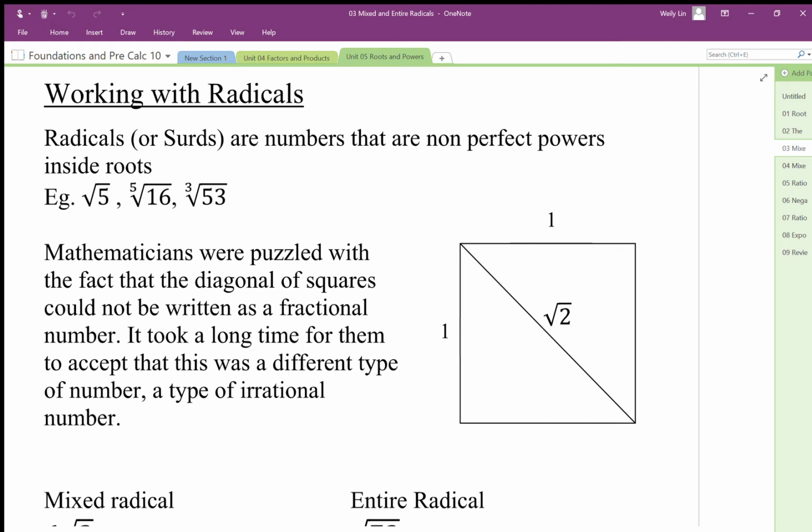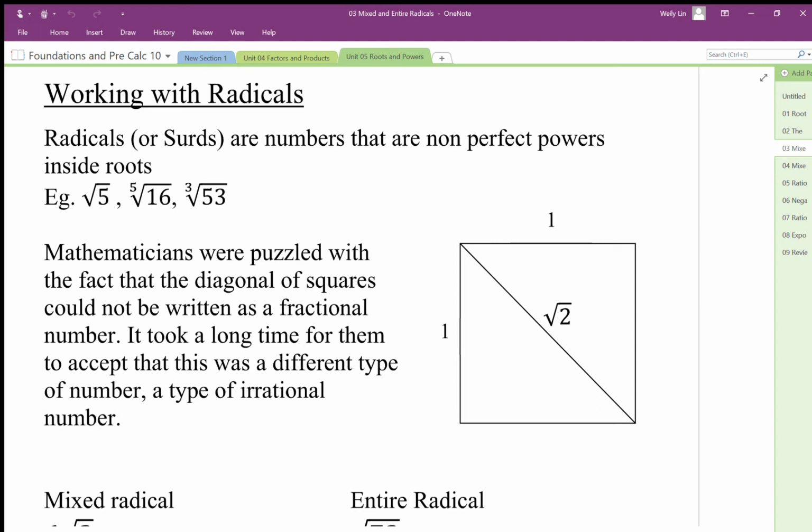If we want a fifth root of 16, that means some number multiplied by itself to the power 5 is equal to 16. Well, there's no whole number or rational number that will give us that. The cube root of 53: there is no perfect cube of 53, so we cannot undo this 53 with the cube root. So these are numbers we first encountered as mathematicians a long time ago.